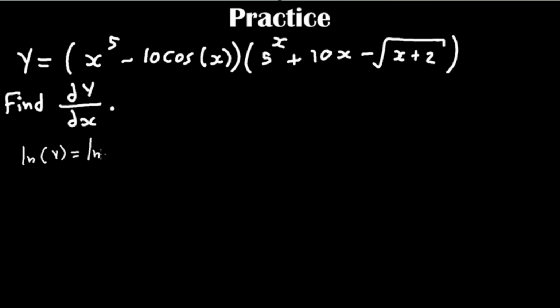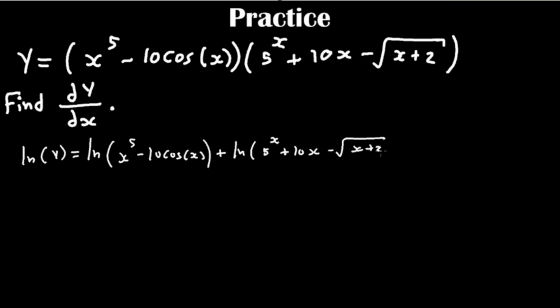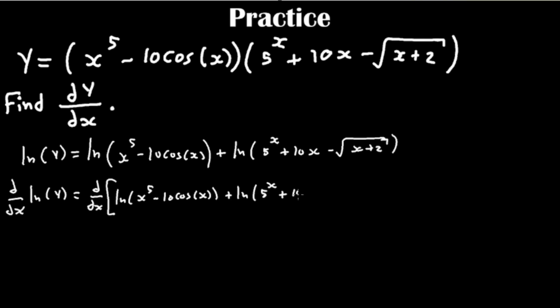So what that's going to look like is the natural log of x to the fifth minus 10 cosine of x plus the natural log of 5 to the x plus 10x minus the square root of x plus 2. So now we can take our derivative of both sides. Okay, so we can do this derivative separately. We can kind of distribute it to each of those terms.